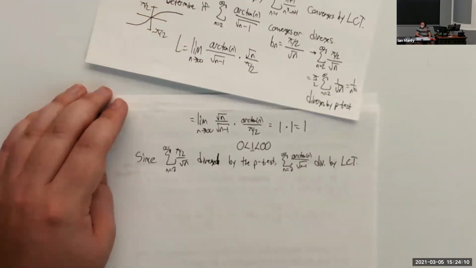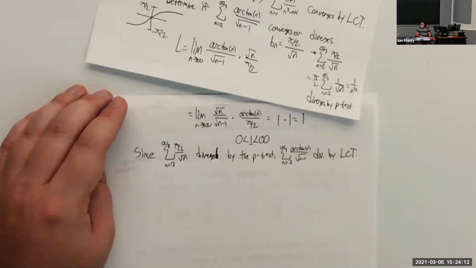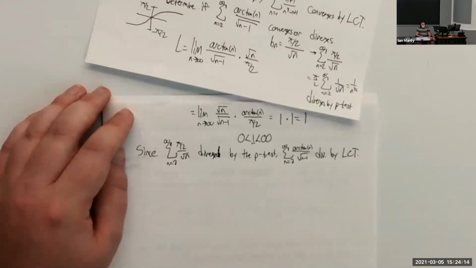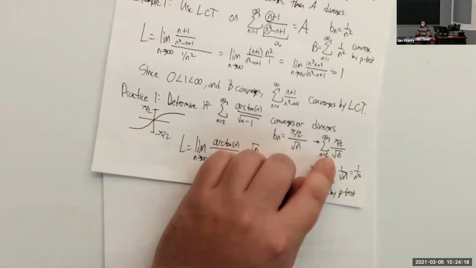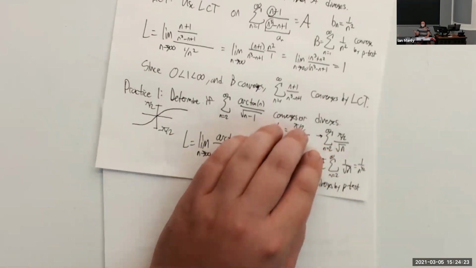So we have to pick a certain number for Bn. There are honestly multiple Bn's that work. So rather than picking pi over 2 over root n, we could have just picked 1 over root n. That would have worked just as well, although our limit would have been a bit different. It would have been 2 over pi. But that's still between 0 and infinity, so it wouldn't really matter.